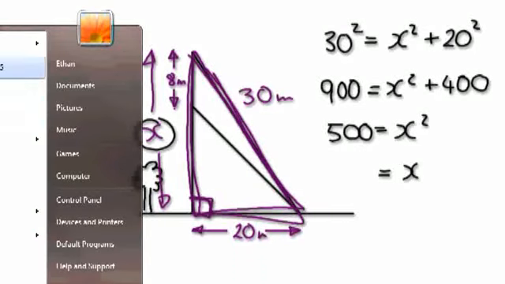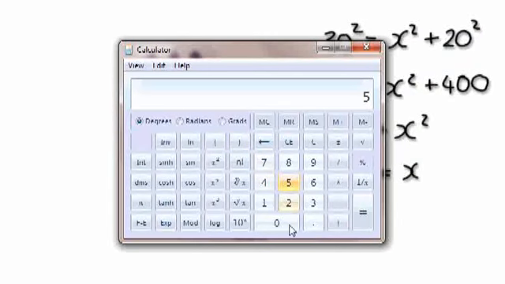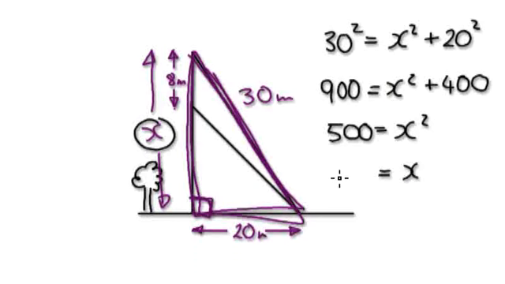So hang on, let me get the calculator. So root 500, which is 22.36. So 22.36. Okay, so the height of the pole is 22.36 meters.